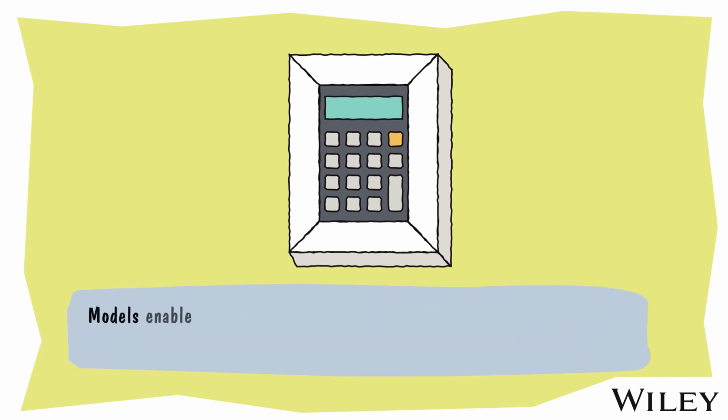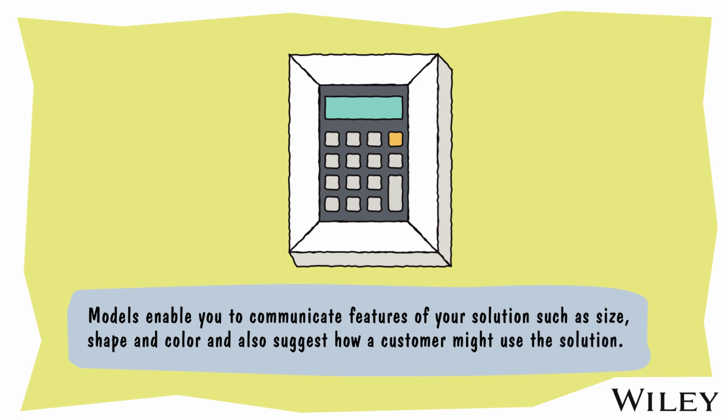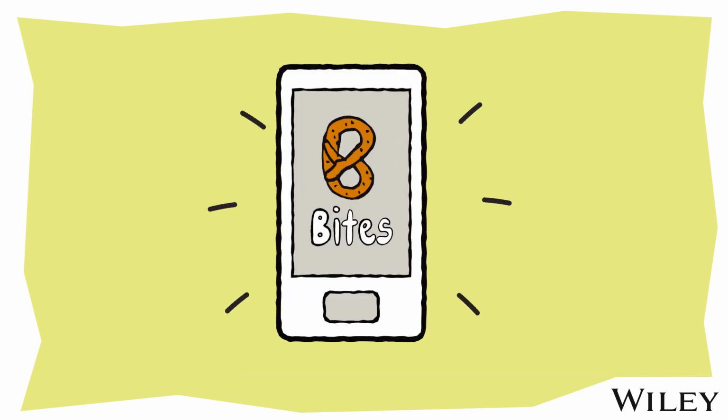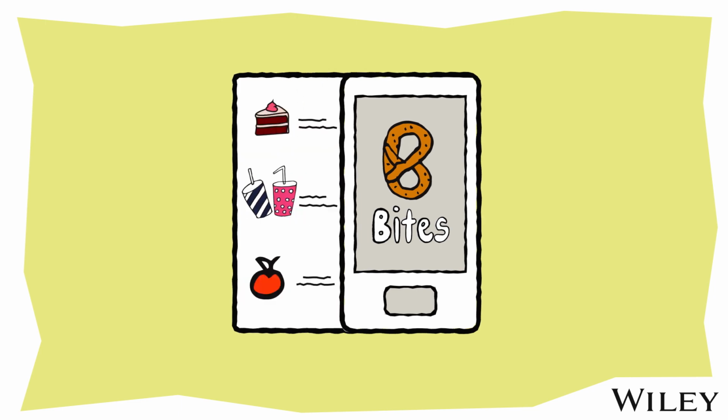These materials enable you to communicate features of your solution, such as size, shape, and color, through your prototype. They can also suggest how a customer might use the solution. To create a model of the menu planning mobile app discussed earlier, you could adapt a slide phone so that when the phone is opened, the user sees a customized party menu instead of the keyboard.